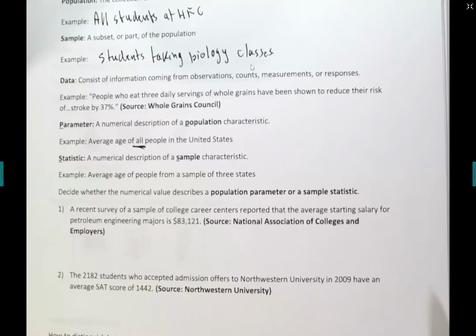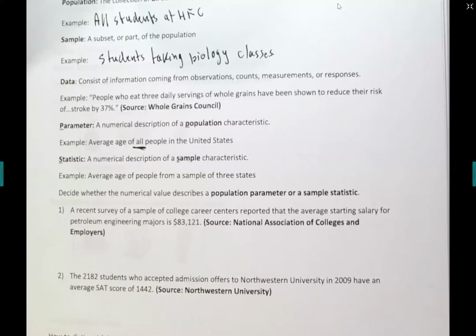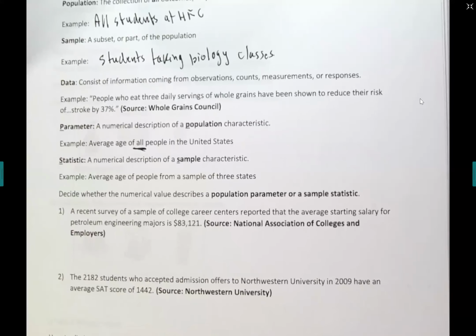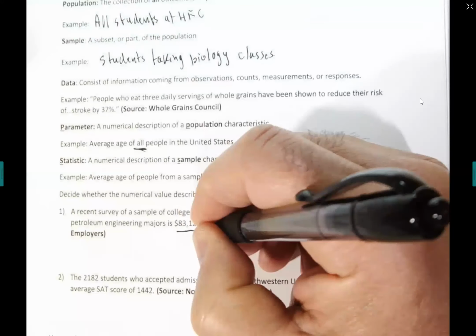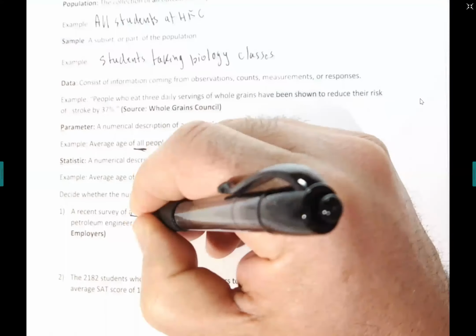Okay, let's do this exercise together. Decide whether the numerical value describes a population parameter or a sample statistic. A recent survey of a sample of college career centers. Guys, that should tell you the whole story. He says a survey of a sample, so you know it's a statistic. Reported that the average starting salary for petroleum engineering majors is $83,121. The $83,121 represents a statistic because it's a sample of college career centers. And this is the key here. So that would be statistic.